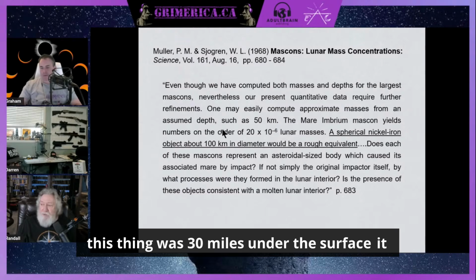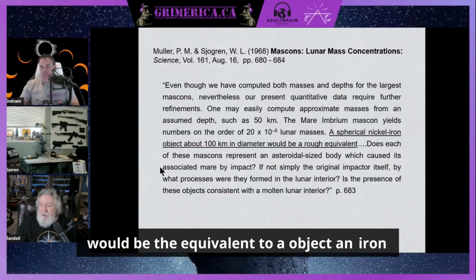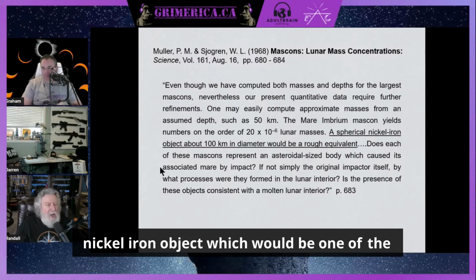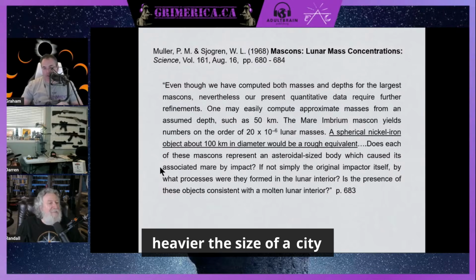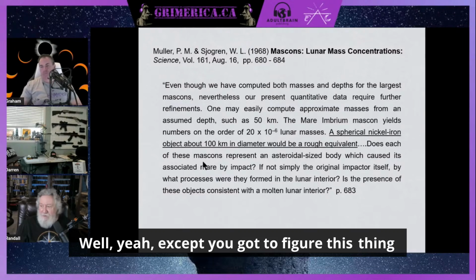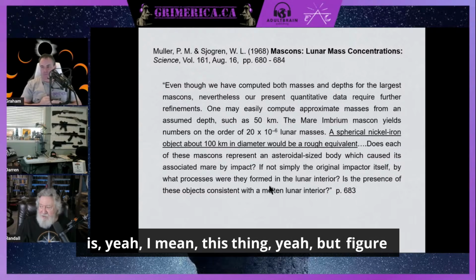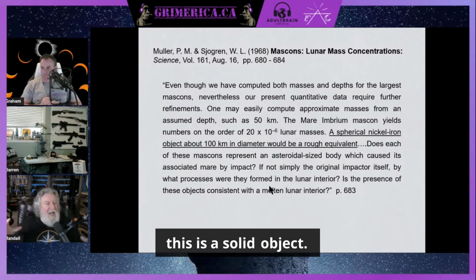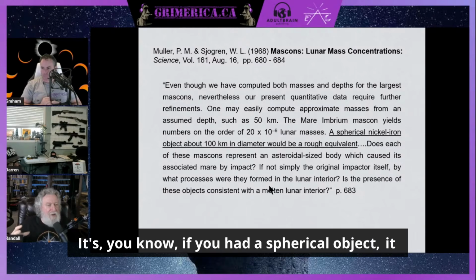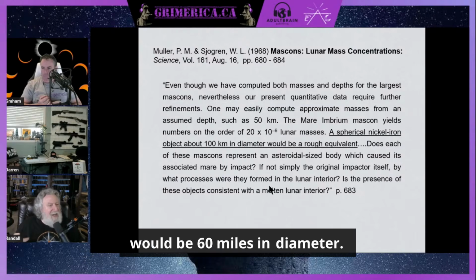So if this thing was 30 miles under the surface, it would be the equivalent to a nickel-iron object. Which would be one of the heavier, would that be one of the heavier? The size of a city. Well, yeah, except you've got to figure, if you picture this as a solid object, if you had a spherical object, it would be 60 miles in diameter.